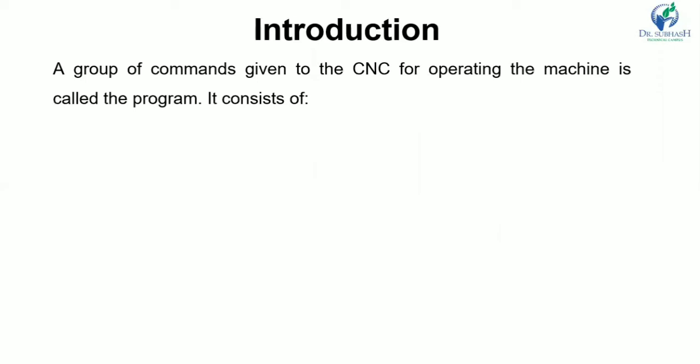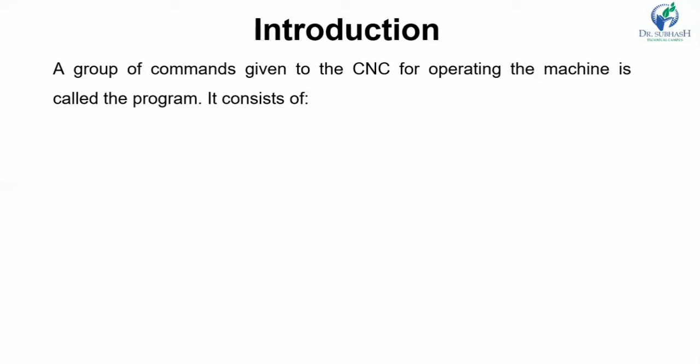The part program is an important component of a CNC system. A group of commands given to the CNC for operating the machine is called the program. The shape of the manufactured component will depend on how correctly the program has been prepared. A part program is a set of instructions which instruct the machine tool about the processing steps to be performed for the manufacture of a component.